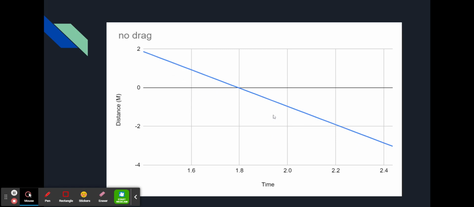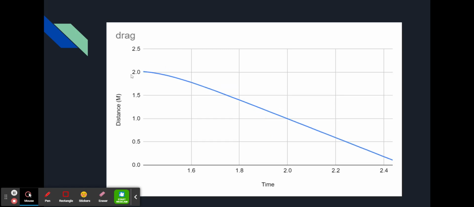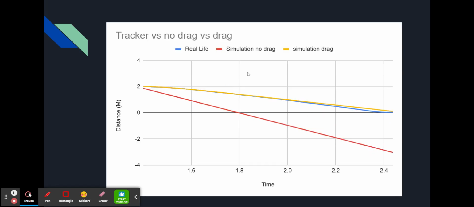As you can see, it goes negative. And then here is with drag. As you can see, the difference is that these go steadily to zero, but the bottom goes past below zero because without drag, it would go through the floor in the same amount of time that it took the regular object to go to zero because it has more velocity and it has more time.